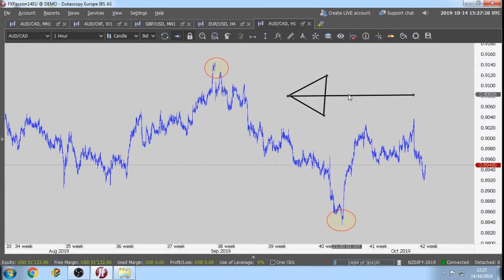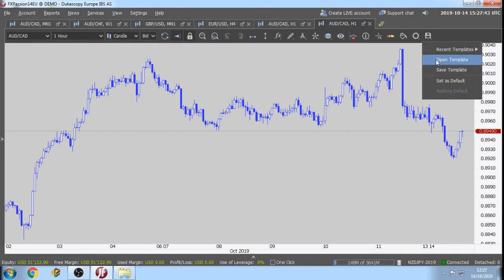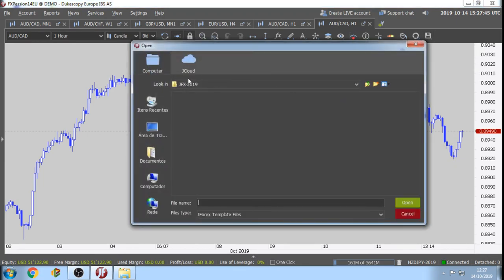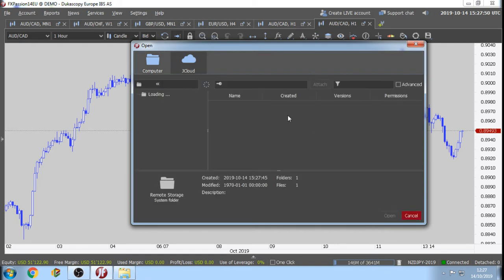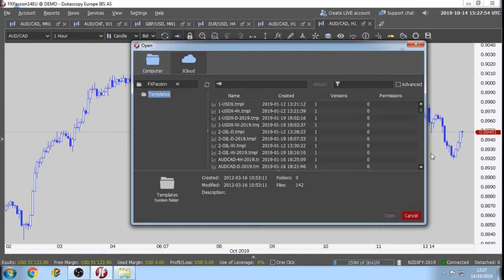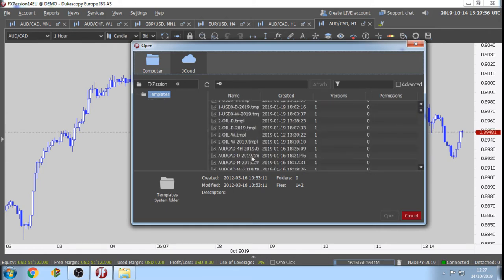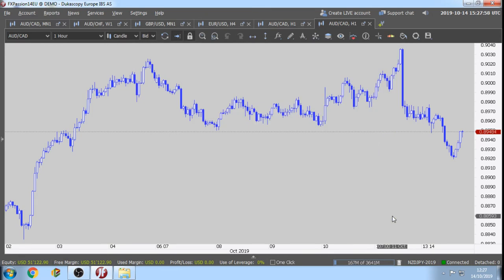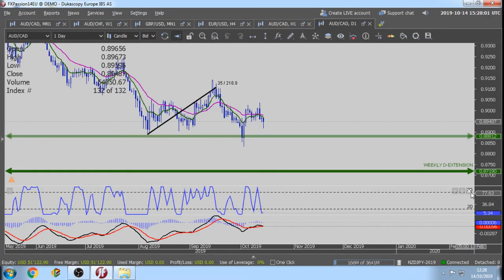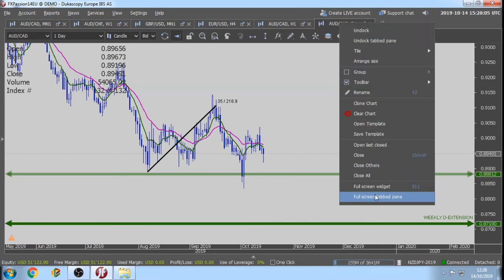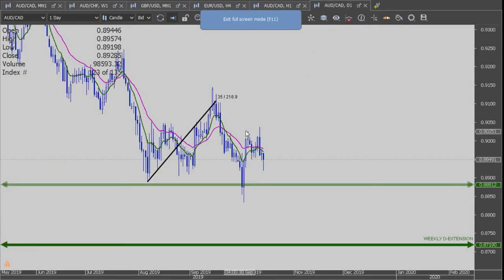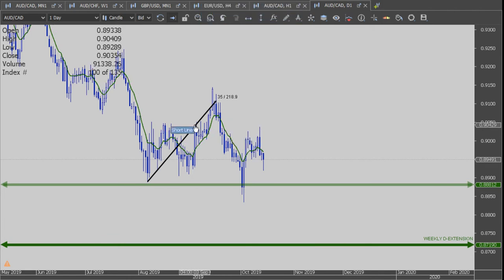Go to the daily time frame. Yes, sir. Now, I'm just going to open it. Hopefully I'm going to find it. Let me see, AUD CAD daily chart. Let's open it. Okay, I'm going to delete the indicators. We are not there yet. So this is the AUD CAD daily chart first.